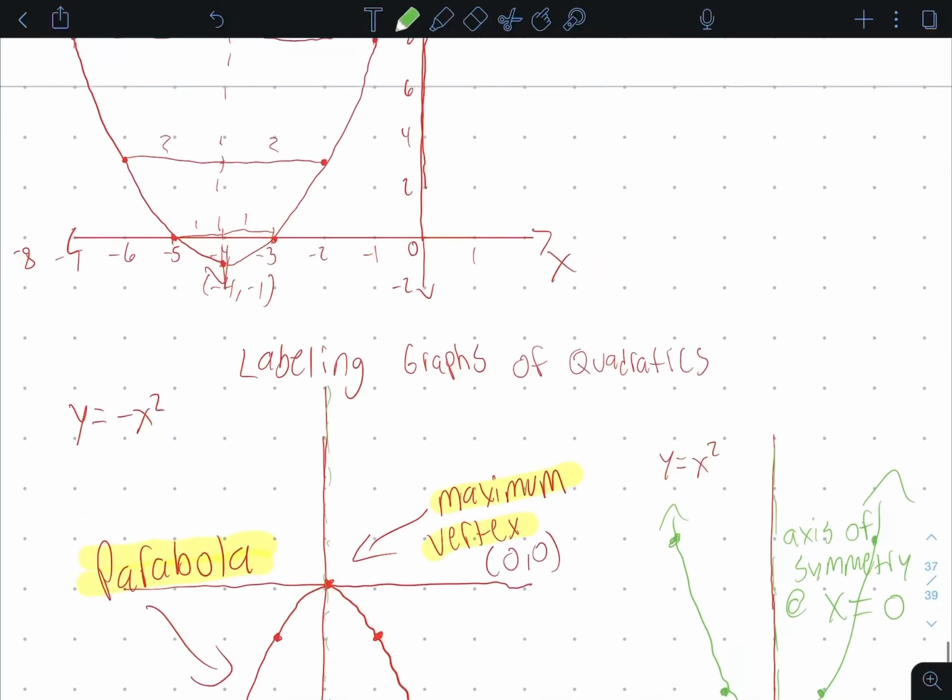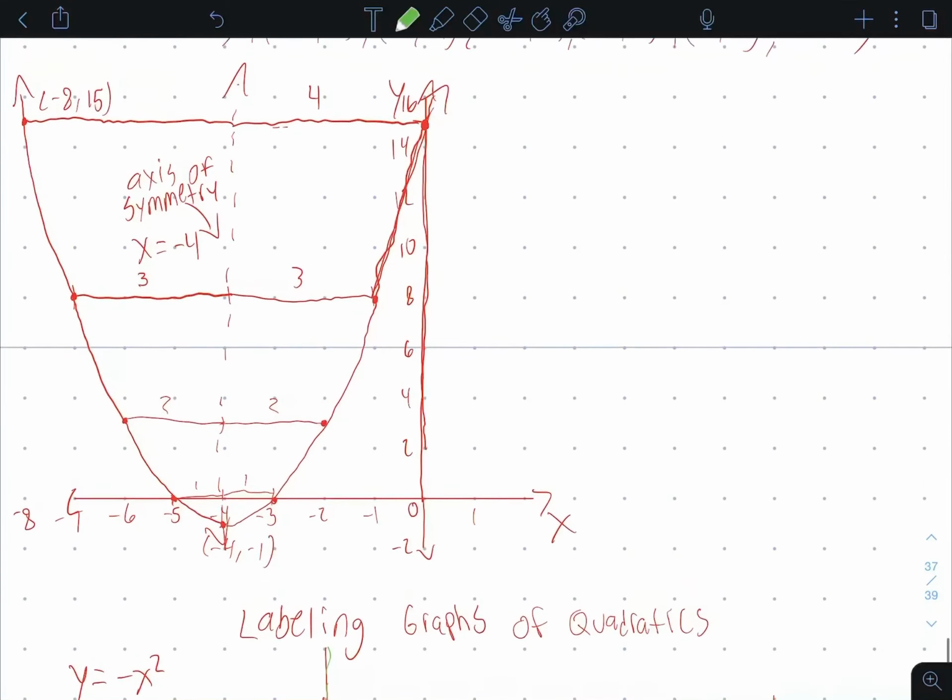Let's go back to one of our earlier examples. And down here, at the bottom of this graph, that's the lowest point. So the lowest point of this example is the minimum, and that's the vertex. And the vertex is at negative 4, negative 1.